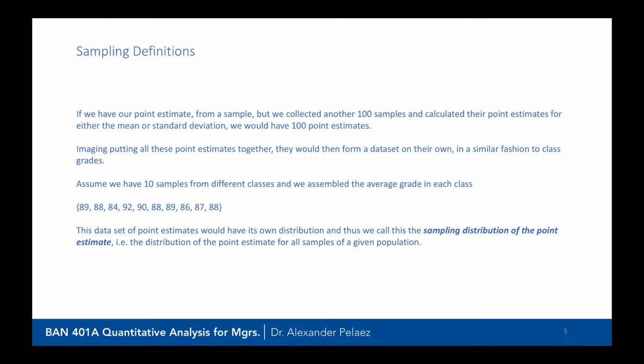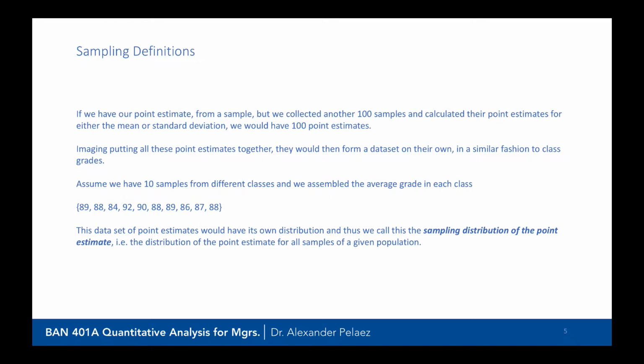Let's assume we have our point estimate from a sample, but we collected another 100 samples and we calculated their point estimates. So let's assume the data set is a lot larger than 100 observations. Let's say it's 100,000 observations, and we collected 100 samples. We would then have 100 point estimates for the mean. Now, if we think about it, the more estimates we have, if we average those, it should be closer to the population mean because we're adding more and more samples and sample data together.